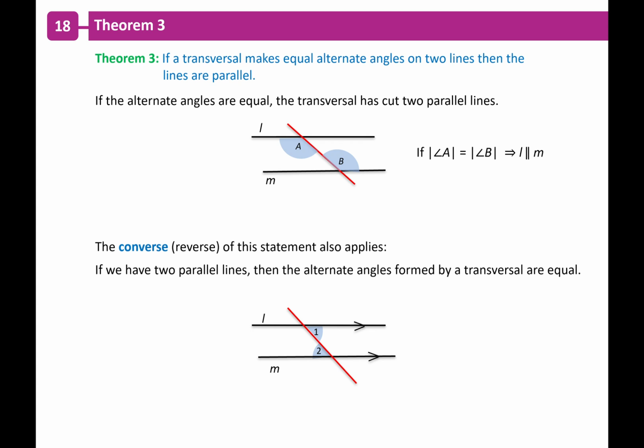Here we have two parallel lines, L and M. This means our alternate angles 1 and 2 are equal. Remember, to find your alternate angles, draw a Z shape. Opposite angles of your Z will be equal. And if your lines are parallel, the alternate angles will also be equal.